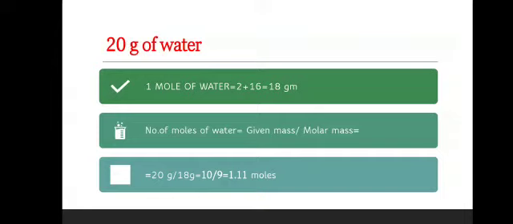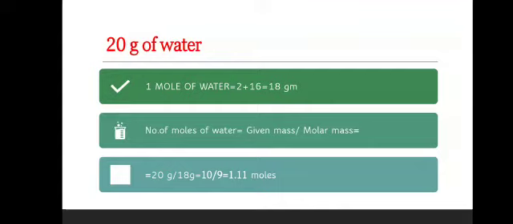For that, 2 atoms are there for hydrogen. 2 into, what is there? Atomic mass of hydrogen, plus atomic mass of oxygen, that is 16. So 2 plus 16, that is equal to 18 grams. So what is the molar mass? 18 grams. Molar mass, one more name we learned, 1 mole, right? 1 mole is equal to molar mass in grams. So molar mass we found it.